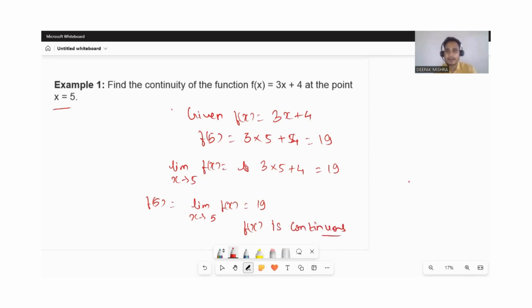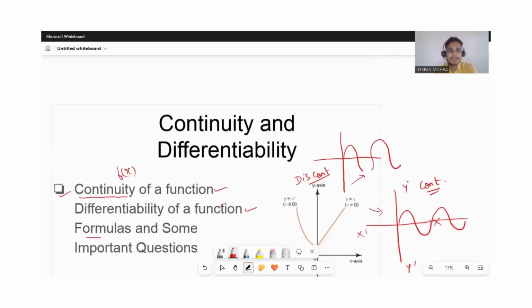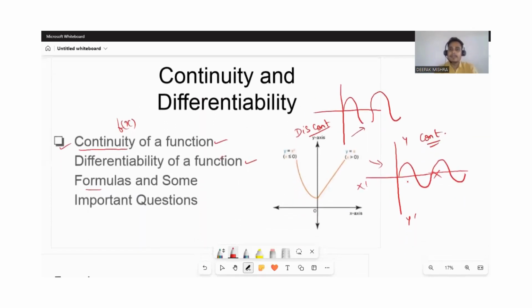Now, the second thing is differentiability of a function. What is differentiability of a function? If the function is continuous, then we can say that the function is differentiable. Differentiability of a function is nothing but the derivative of a function. Now the question arises in our mind, sir, what is a derivative? A derivative is nothing but the slope of a tangent, that is dy by dx. So if we find the differentiability of a function, then we are going to find the derivative of the function.